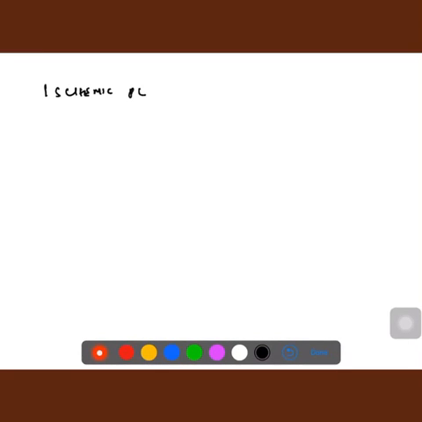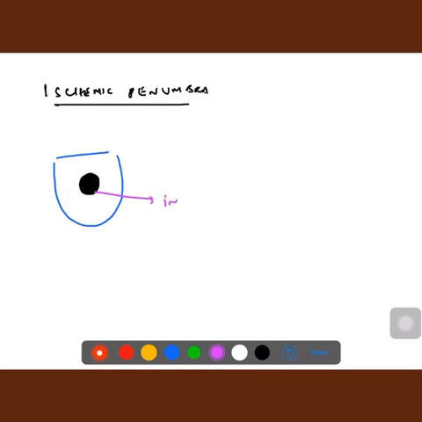Then the main concept is ischemic penumbra. What is penumbra? Penumbra is ischemic but reversibly dysfunctional tissue. In the diagram you can see the thickened black area is the infarcted area, so we can't do anything for that, but surrounding that area is the ischemic penumbra.